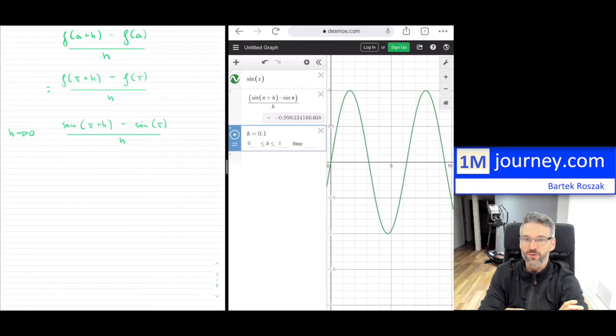Within here, if I keep making h smaller and smaller, notice it just gets closer and closer to -1. So we're basically saying that the instantaneous rate of change at pi for sine of x is equal to -1. And that would have been the maximum.